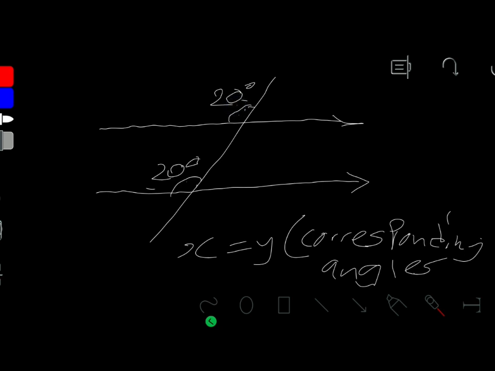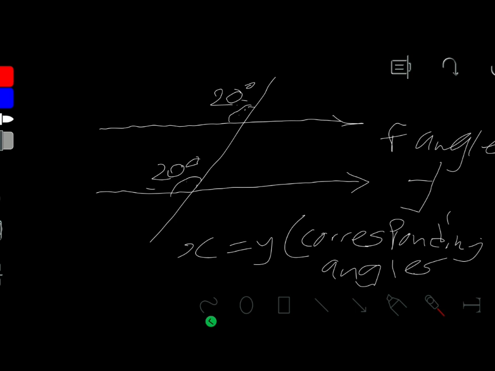Next, we'll look at alternate angles. Corresponding angles are also called F angles. F angles, because it has the shape of F. Something like this.